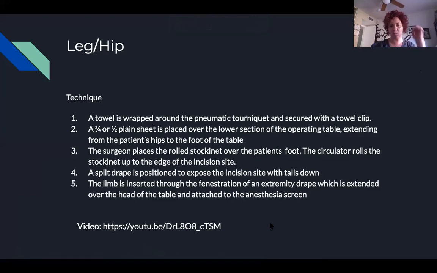It can get more involved in that. Sometimes surgeons want a down sheet under the leg, another flat sheet on top, then they'll do tails to the bottom and tails to the top, and then they'll put the extremity drape on after the stockinette. It just depends on how much protection they feel comfortable with.